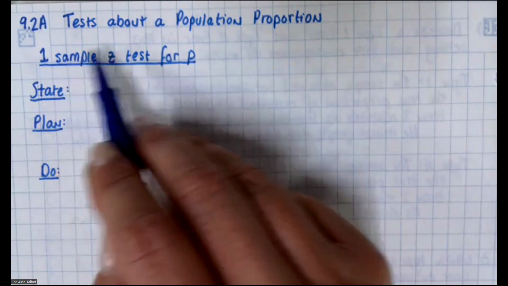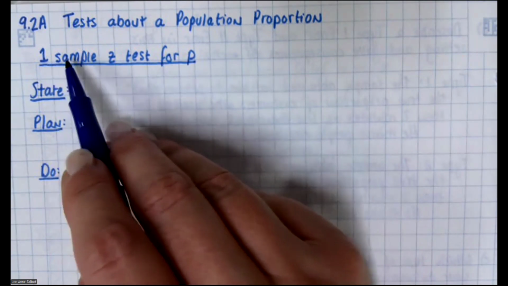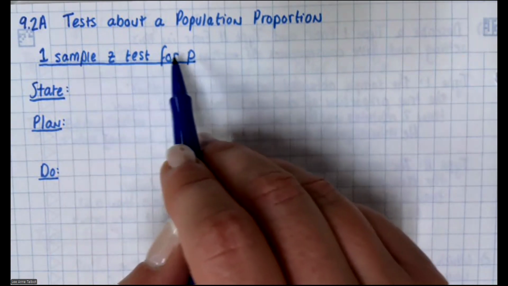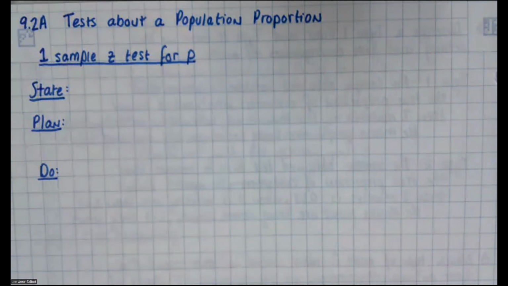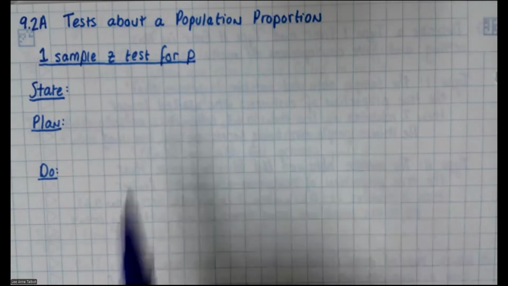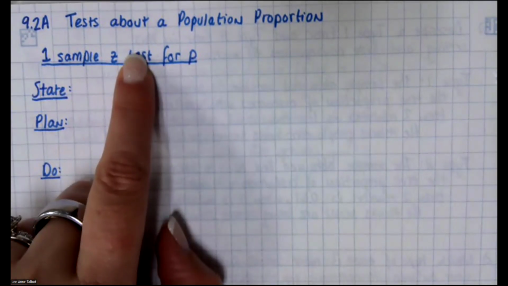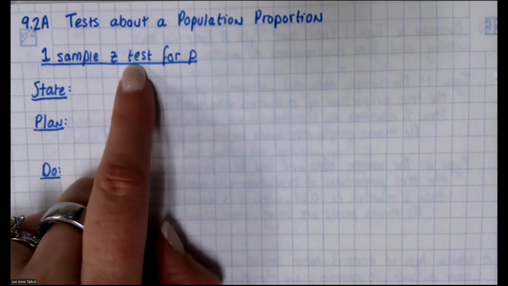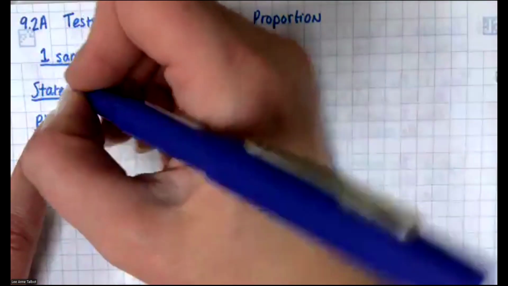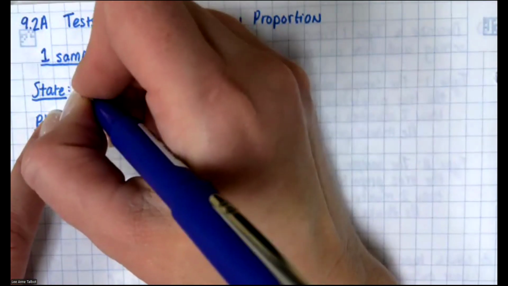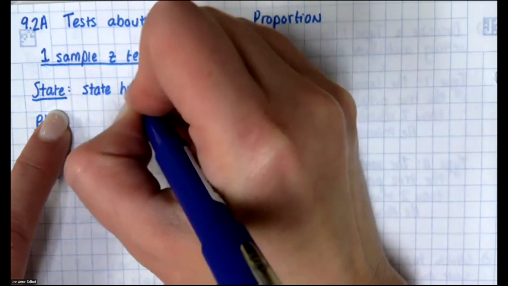You know a one sample Z interval for P, and you know a two sample Z interval for P1 minus P2. Those are the two things you learned in chapter 8 that you should know how to do. Okay, so now I'm giving you a third one, which is a one sample Z test for P. Test, this time it's a test, not an interval. Okay, and a test has hypotheses. So in the state, you're going to state the hypotheses.